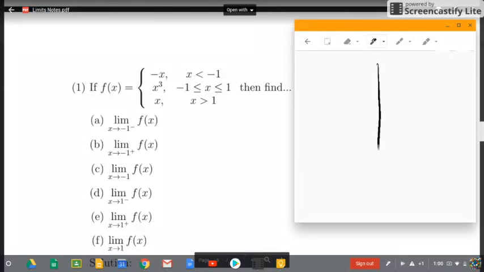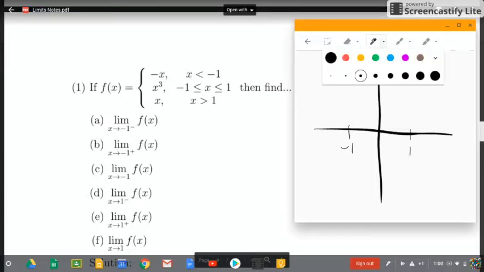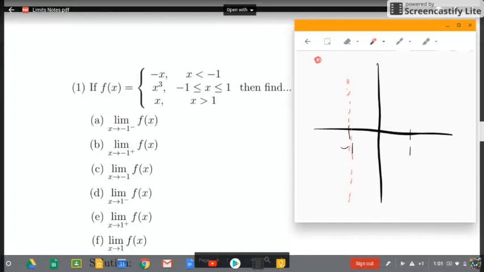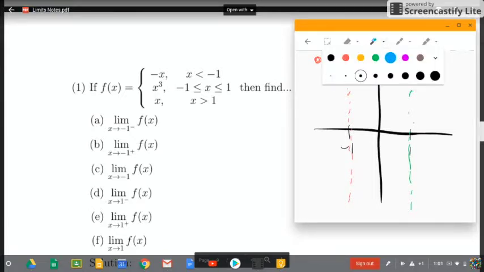Okay, we'll do that again. Here's -1, here's 1. The very first function is negative x, but it only applies where x is less than -1. So it's only going to apply in the interval here, and maybe I'll switch colors here. We'll use red. It's only going to apply over here to the left of this one, okay? My second function, the x cubed, let's maybe use green for that one, is only going to apply in this section right here in between those two, okay? And that last one where x is greater than 1 is only going to apply right here.